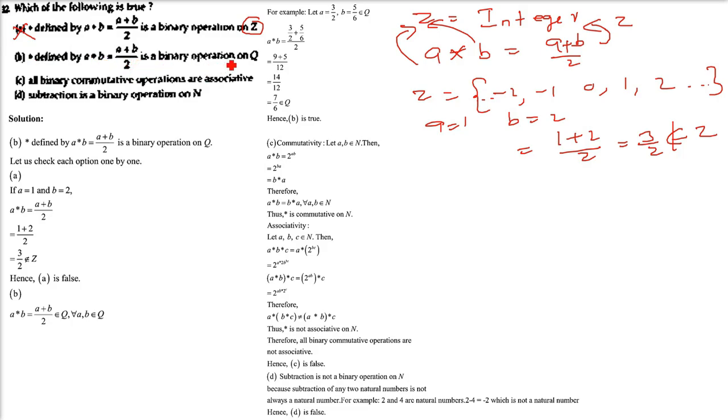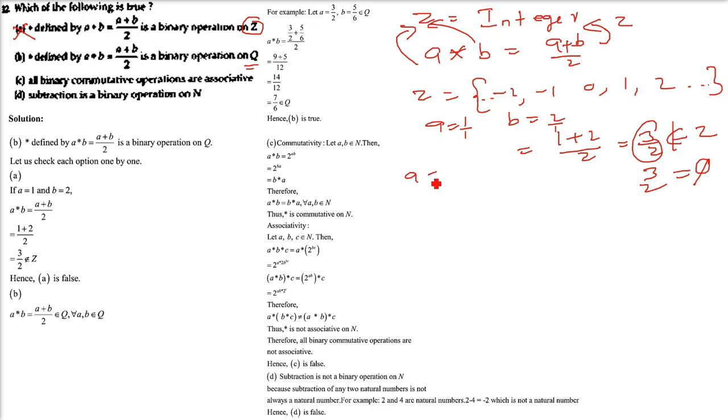2 is a binary operation on Q. While doing this, we came to know that the value is coming as 3 by 2. So why not take A and B again, 1 and 2, because 1 by 1 is also in Q, 2 by 1 is also in Q, so 1, 2 you can take and you can just say 3 by 2 is belonging to a rational number, so this is true.